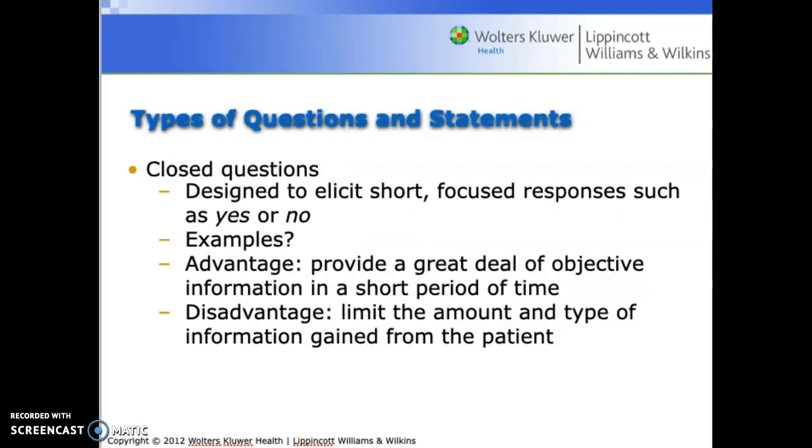Be sure when you're talking to a patient you don't ask closed questions. So a closed question is anything that could be answered in yes or no. So, did you drive here today? That would be a closed question because they can answer in yes or no. You could go into more detail and say, how was your drive here today?